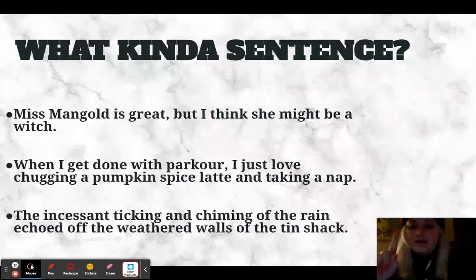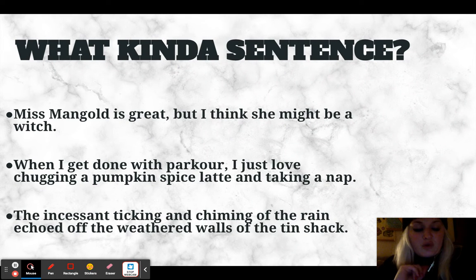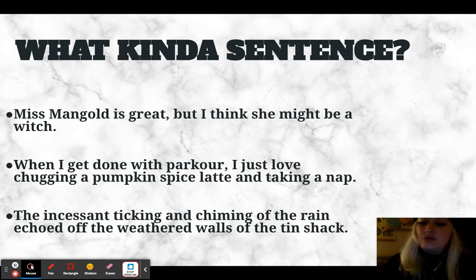Second one is complex. When I get done with parkour, that's your dependent clause. The "when" is the trigger. That subordinating conjunction we talked about before. When I get done with parkour, cannot stand on its own. It doesn't make sense. So we add in our independent clause afterwards. I just love chugging a pumpkin spice latte and taking a nap. We already talked about these before. So this is a complex because it has dependent and independent put together.